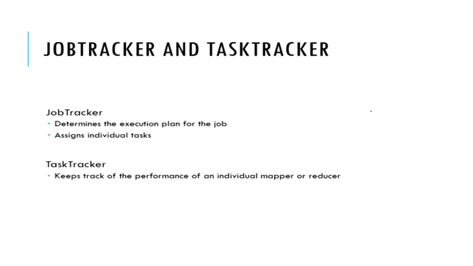Next, we have job tracker and task tracker. Now, the responsibility of job tracker is that it determines the execution plan for the job. A job is one big process, and this process is split into individual tasks. And job tracker's responsibility is to keep track of the whole job, or the big or complete process.